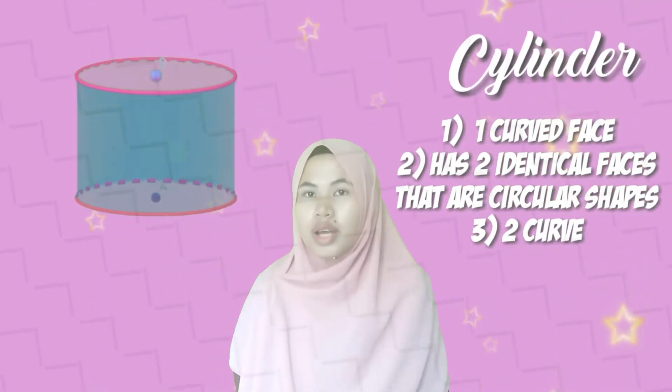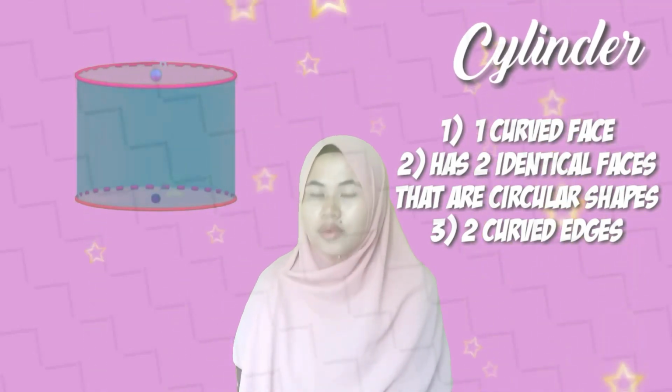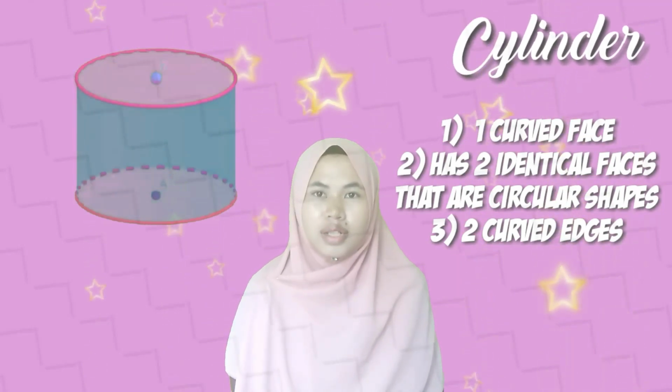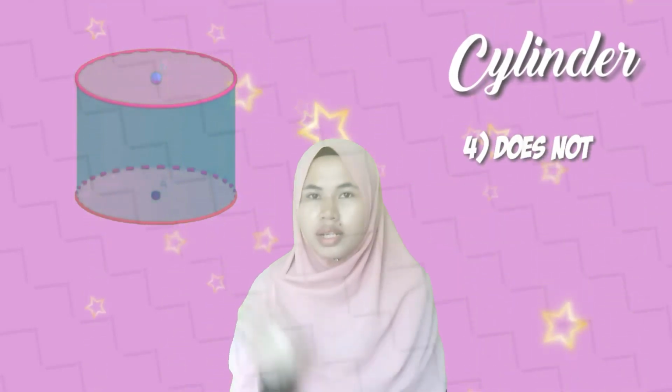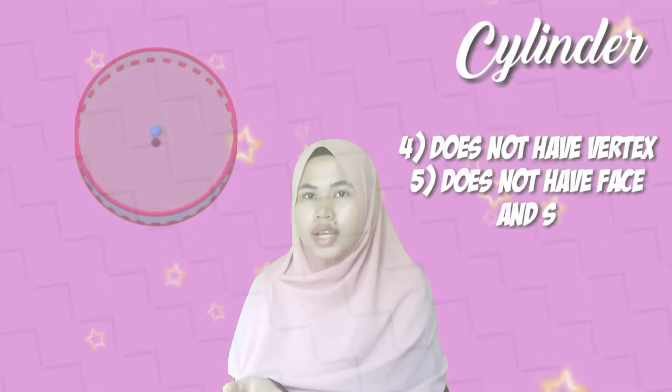Cylinder also has curved edges. 1, 2. So cylinder has 2 curved edges. Different from other 3-dimensional objects, cylinder doesn't have a vertex. It also doesn't have face diagonal and space diagonal.